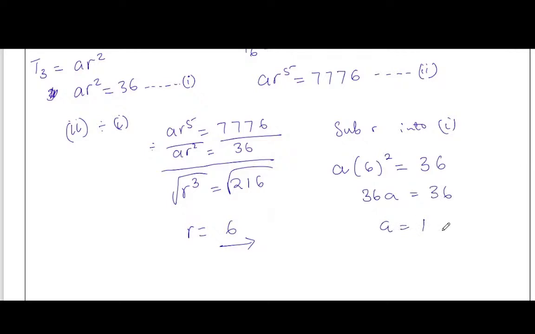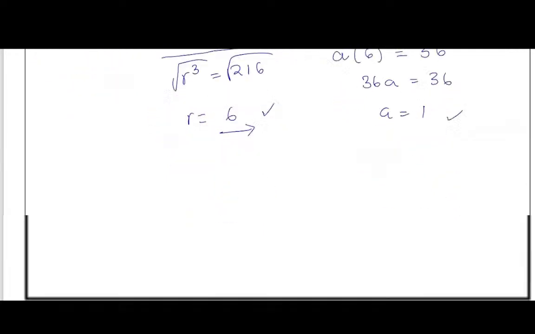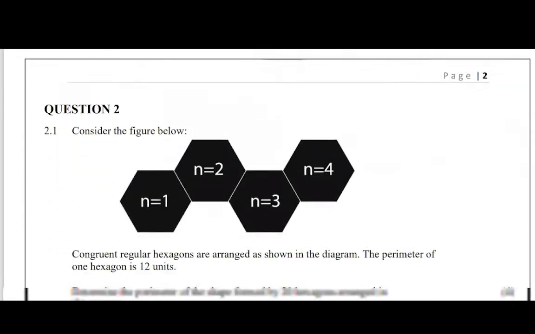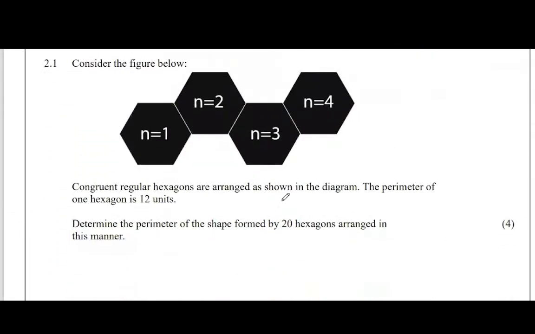So the first term of this geometric series is a 1, and then the common ratio will be a 6. Question answered. Next, we have question number 2. They're asking us to consider the figure below.